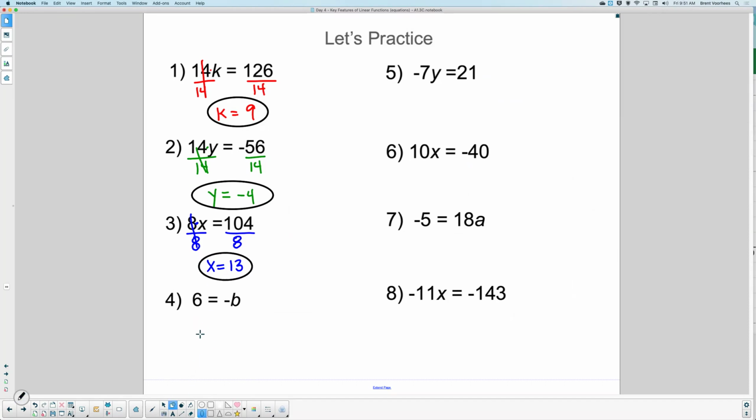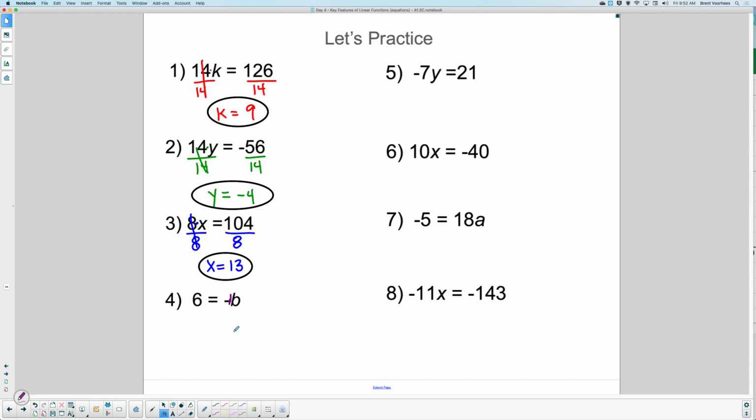Okay. This one's a little trickier. 6 equals negative b. What is our algebraic variable this time? That means the letter. B. We need to get b by itself. Is b by itself right now? No, it has a negative. If you ever see a negative and there's no number, that means it's negative 1. So if you can, sneak in a little 1 right there, a negative 1.